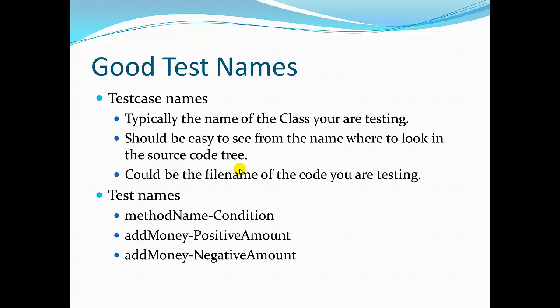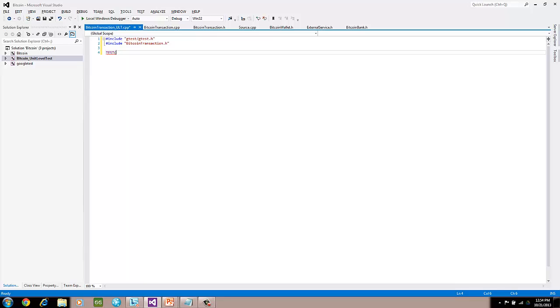The one that I like to use is pretty simple. My test case name is the name of the class that I'm testing. And the test names follow this pattern: the method name and the condition that I'm testing in that test. So method name and condition. For example, add money is the name of the method, and I'm going to add a positive amount. Or add money and I'm going to add a negative amount. And then my test will test for those things. So let's go ahead and write one of these and you can see what it looks like.